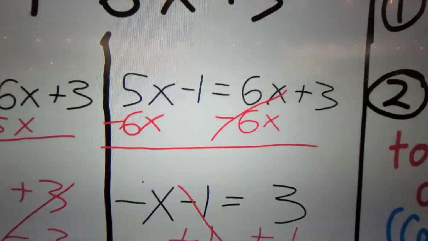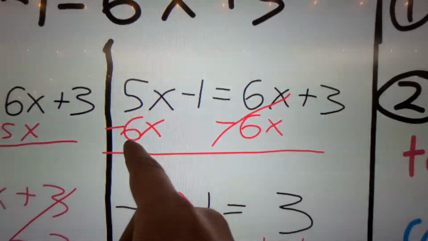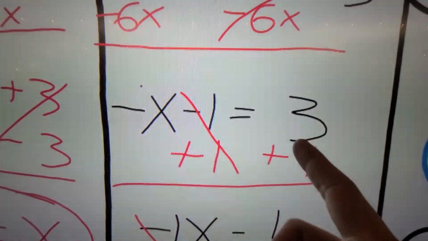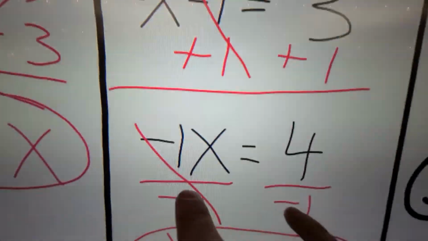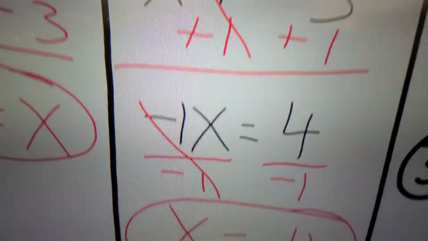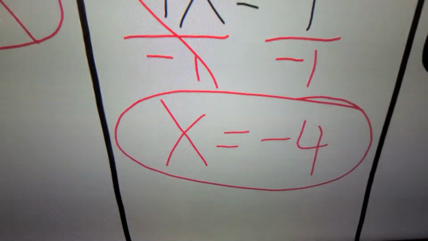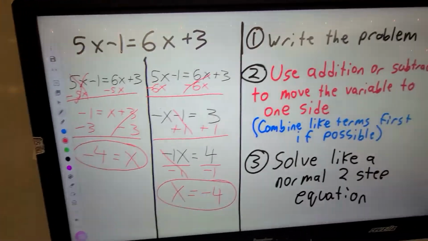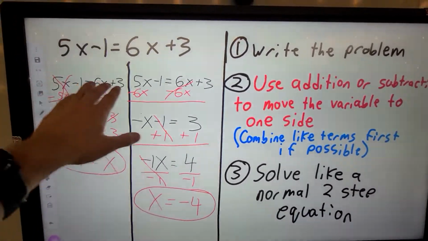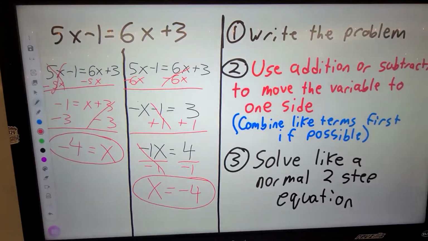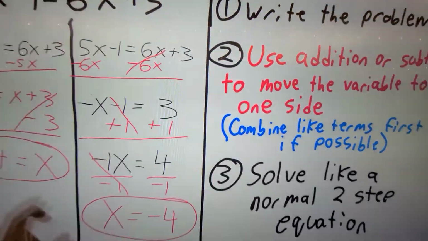Or I could subtract the 6x from both sides. That would leave me with -1x minus 1 equals 3. Add 1 to both sides, and I get -1x equals 4. Divide both sides by -1, and I still get x equals -4. It doesn't matter if you are moving the variable from the left side first or the right side. It does not matter. You will get the same answer either way.